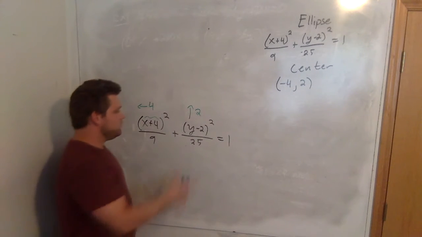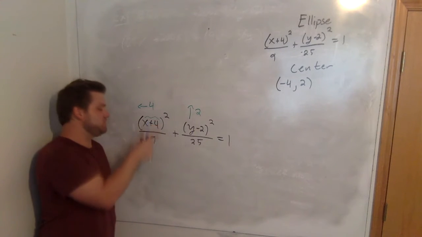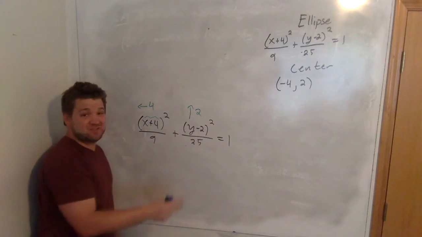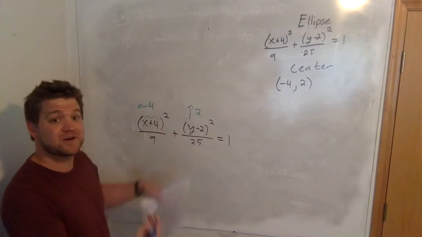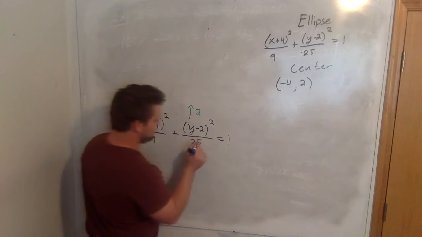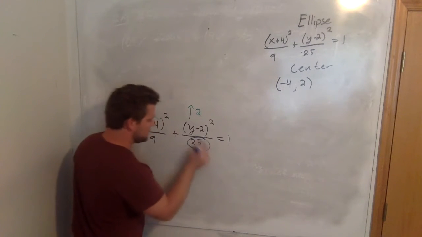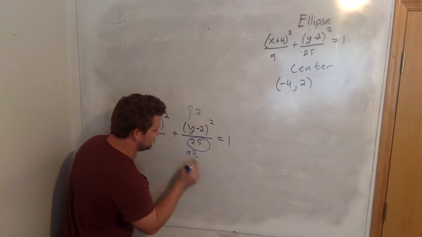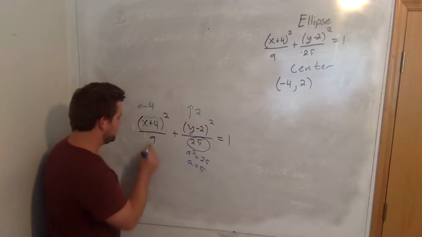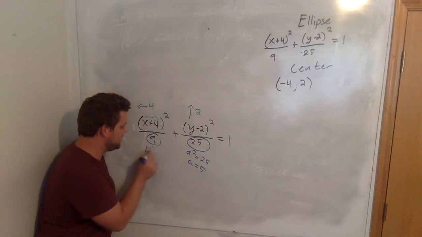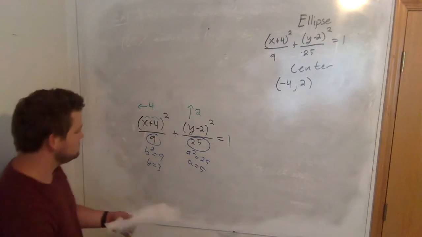Well, notice that the y piece is being divided by 25, the x piece is being divided by 9. This is going to be stretched more in the y direction than in the x direction. So remember, for ellipses, the a is always the bigger number. So here our a squared will be equal to 25, so our a will be 5. This is our b squared, so b squared will be 9, or our b will be 3.